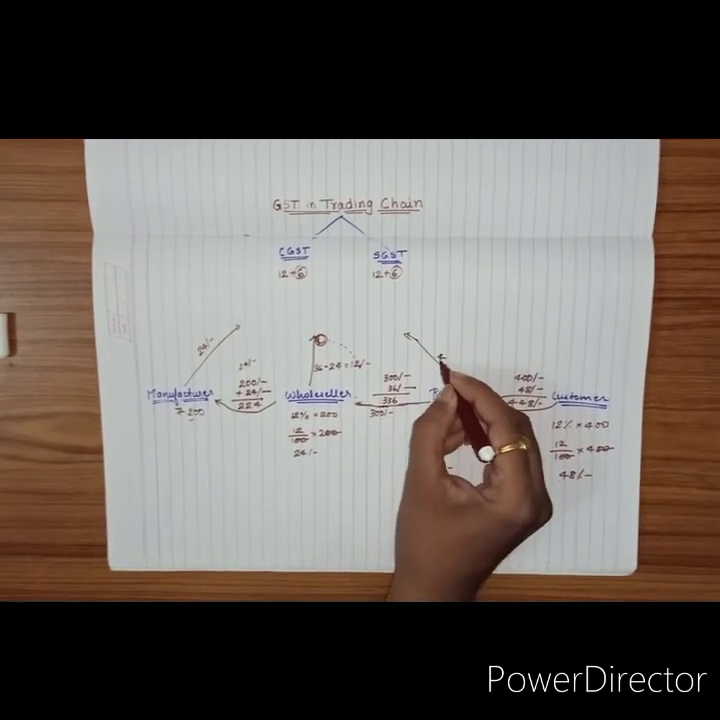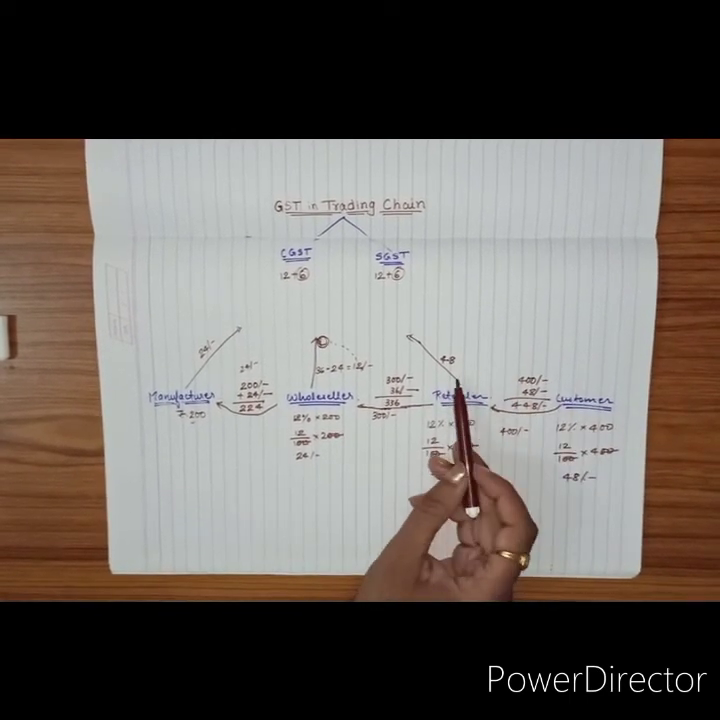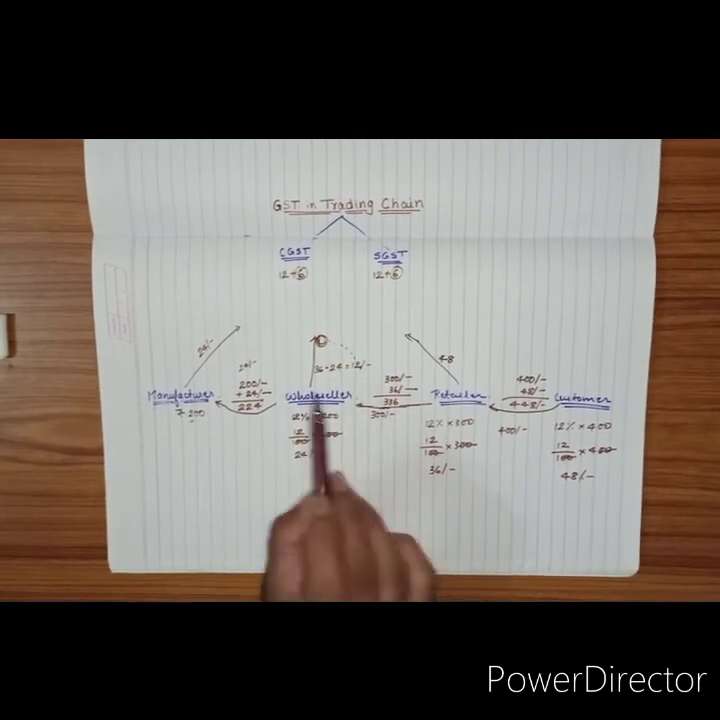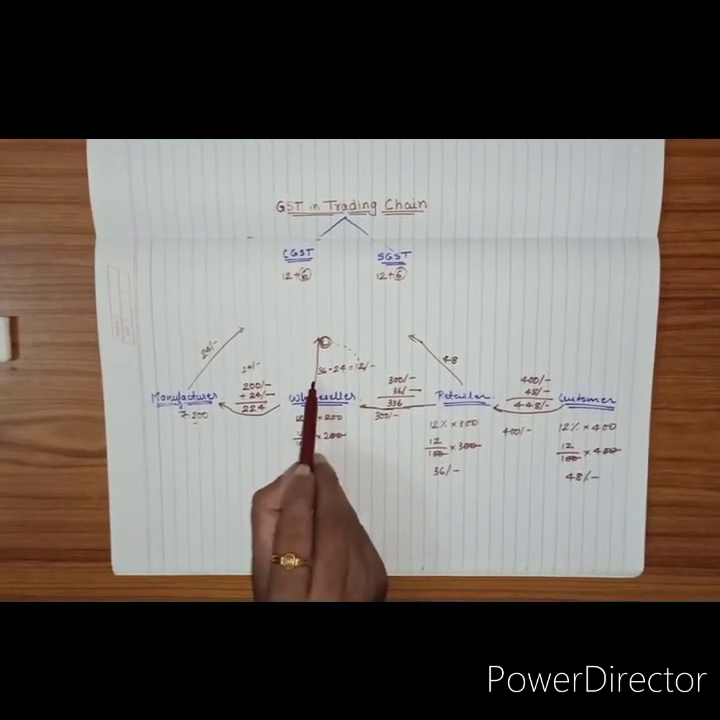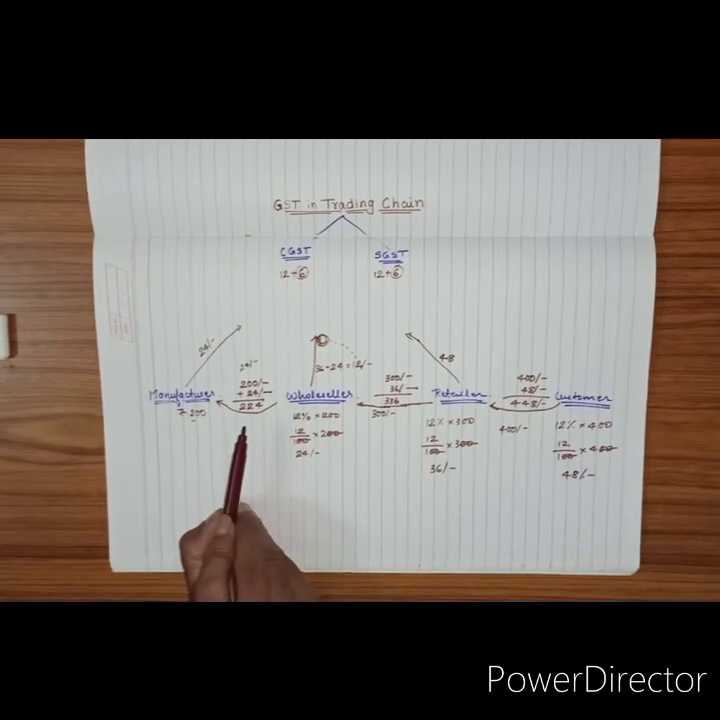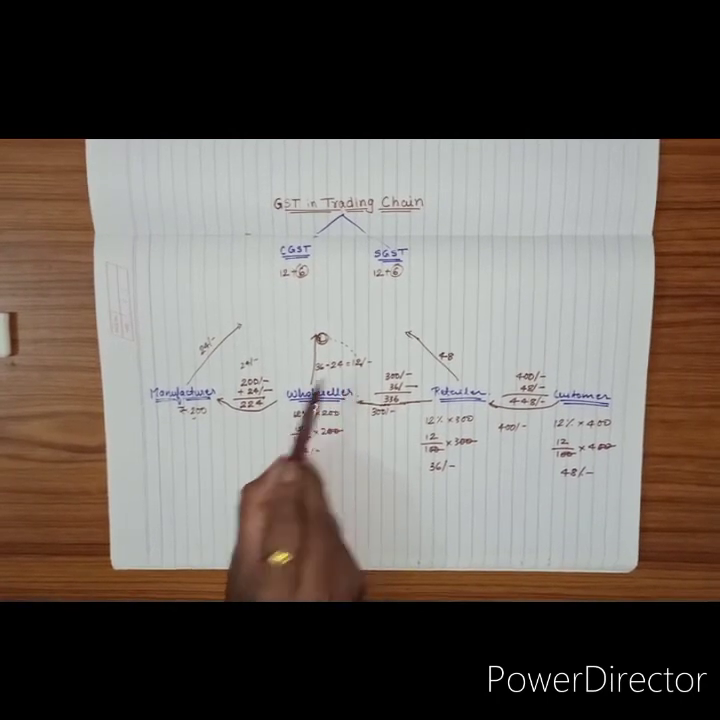GST of what? 48 rupees? No, not of 48 rupees. Why? Because 36 rupees have already been paid by the wholesaler. Now you will ask me, how 36 rupees? You have cancelled and you have brought it to 12.